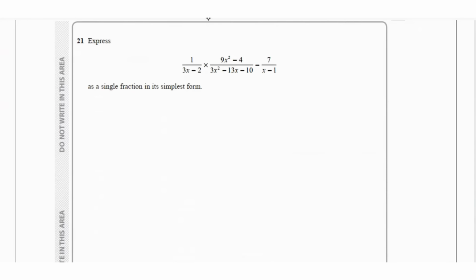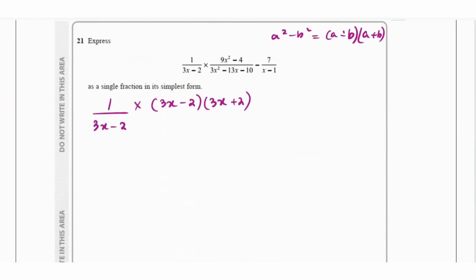So as you can see, we have multiplication happening and then subtraction. So first, let's simplify the quadratic expressions in the fractions. 9x squared minus 4 is a difference of perfect squares because two perfect squares are being subtracted. So it's going to be 3x minus 2 times 3x plus 2. A difference of perfect squares, a squared minus b squared, expands to a minus b times a plus b. So 9x squared is 3x whole squared and 4 is 2 squared. So a is 3x and b is 2.